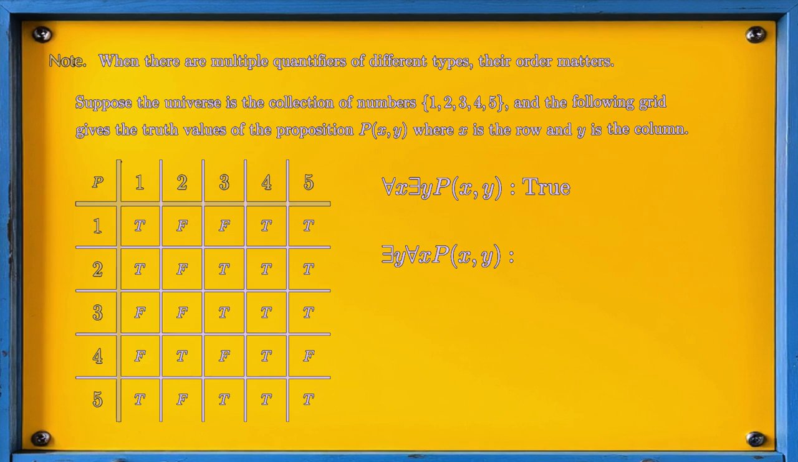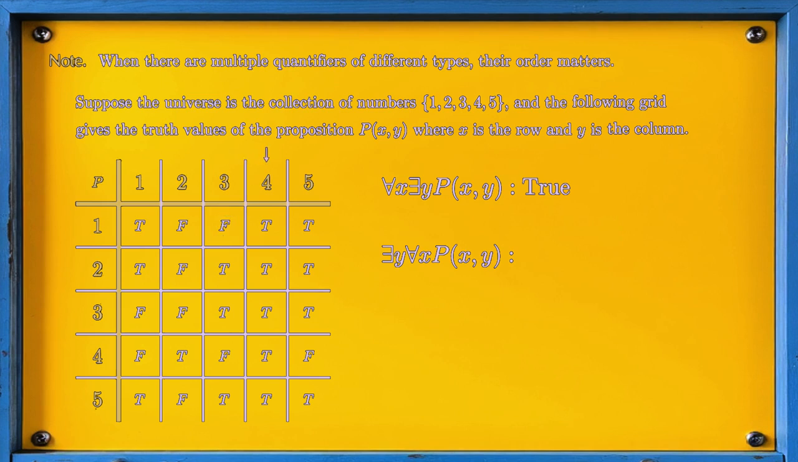Let's switch up the order of the quantifiers and see what happens now. So there exists a y such that for all x, P(x, y). This one says that we need to find a column where every single row is a true value. Well, this doesn't happen in column 1, there's a false value. In column 2, the first entry is false, so this doesn't satisfy the condition. In column 3, the first entry is false, so this doesn't satisfy the condition.